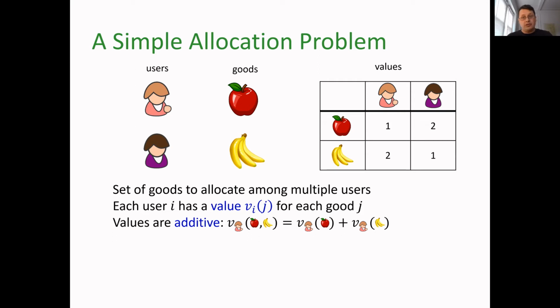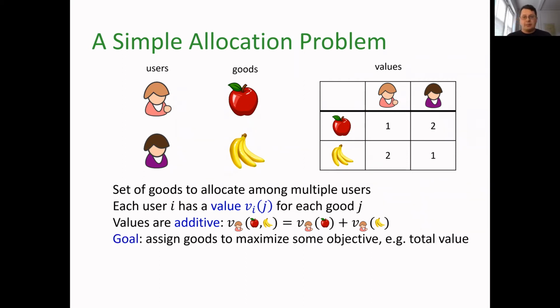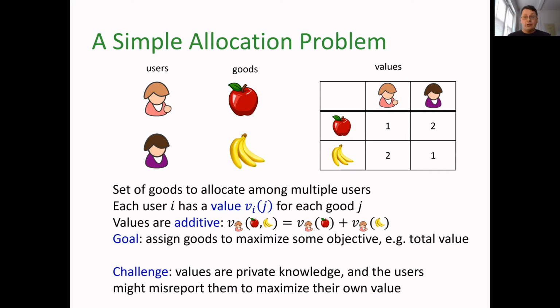And if you get multiple goods, your value is just the sum of the values for the individual goods. So the pink user's value for getting the apple and the banana in this case would be 3. Our goal as the designer is to partition the goods amongst the users to maximize some objective, which might be, for example, total value of the assignment. Now, you might notice in this case that that objective is super trivial. You would obviously just give the banana to the pink user and the apple to the purple user to maximize total value of 4.